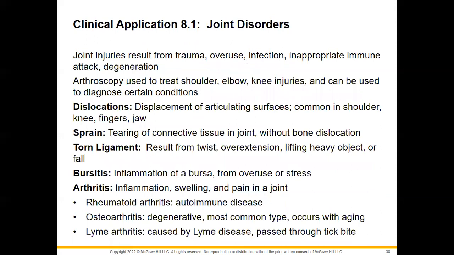Now, here are some joint disorders. So things that can go wrong with the joints. You may have heard some of these already. We've talked about a few.